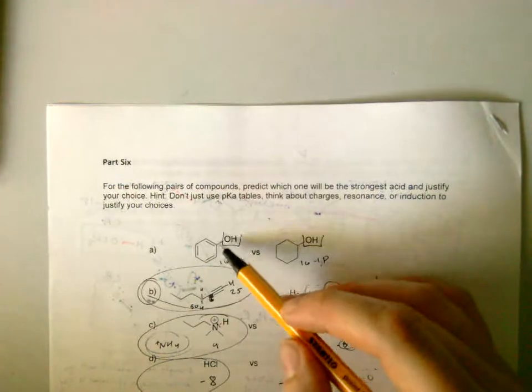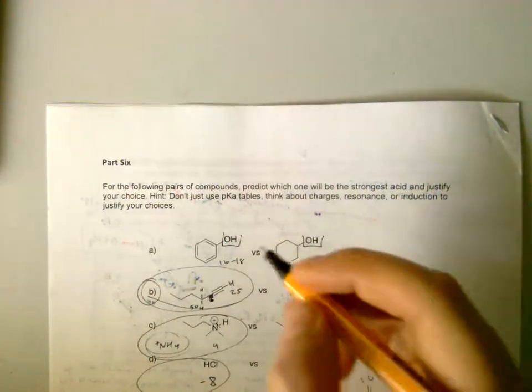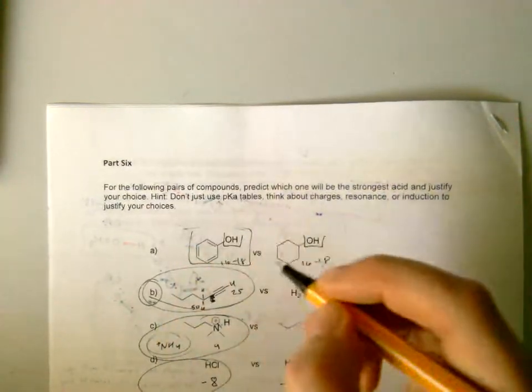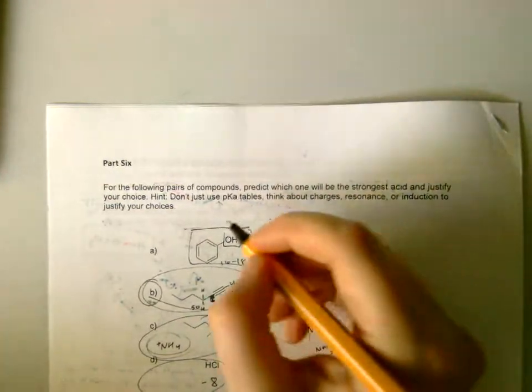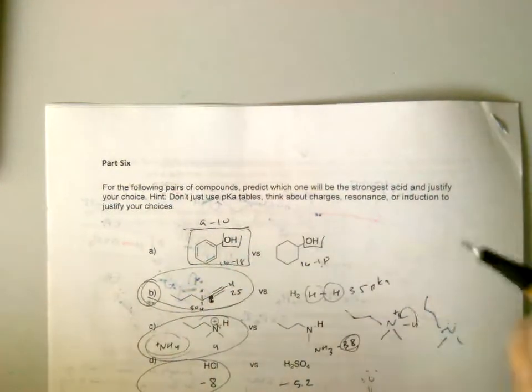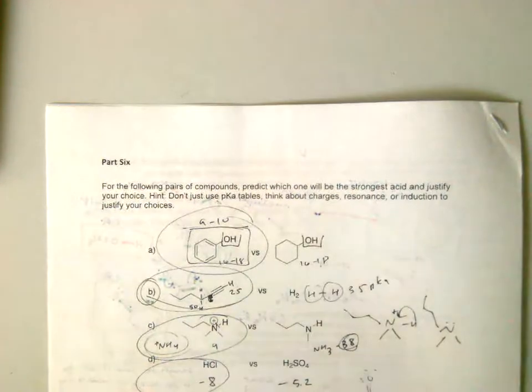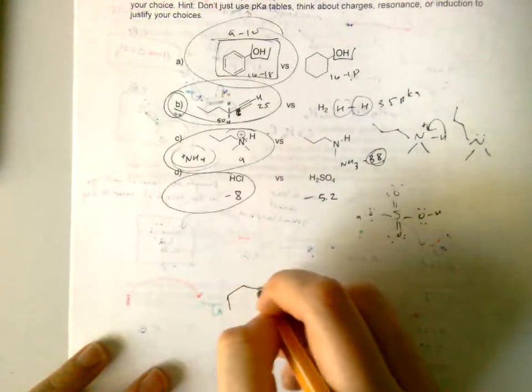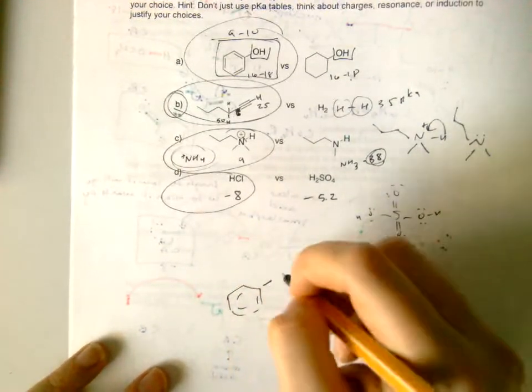Now this one, you can assume that all alcohols are 16 to 18, but actually we know that phenol, which is its own functional group that we learned, has a pKa of 9 to 10. So if you know that, then you know this is the answer. Or you can use what's known as the resonance effect, right?